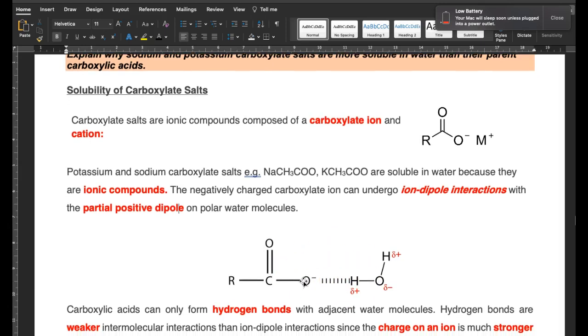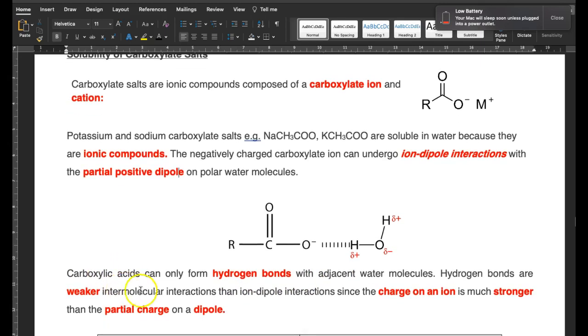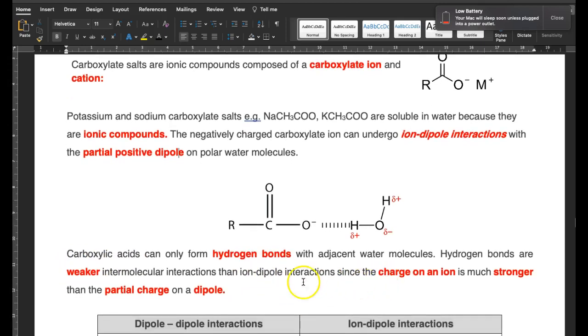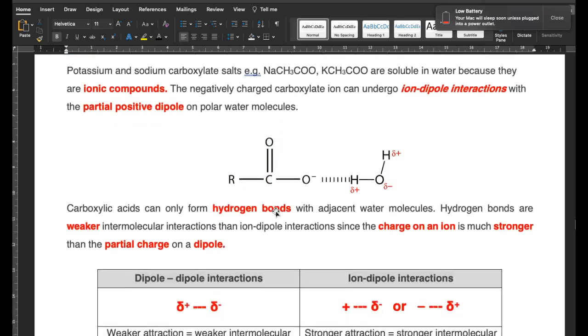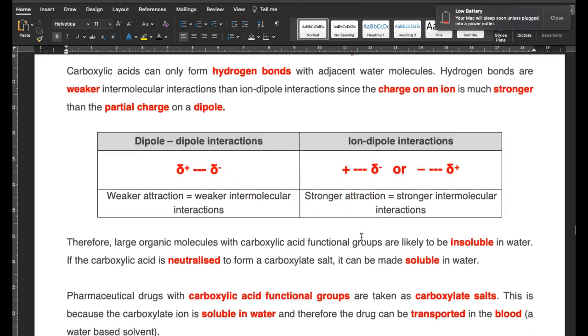Now, carboxylic acids can only form hydrogen bonds with adjacent water molecules. They can't form ion dipole bonds because they're carboxylic acids, they have no charge. These are weaker intermolecular interactions than ion dipole, because the charge on an ion is much stronger than the partial charge on a dipole. So therefore, a carboxylate ion is going to be much more soluble in water than a carboxylic acid. So dipole-dipoles, weaker intermolecular, ion dipoles, stronger intermolecular.